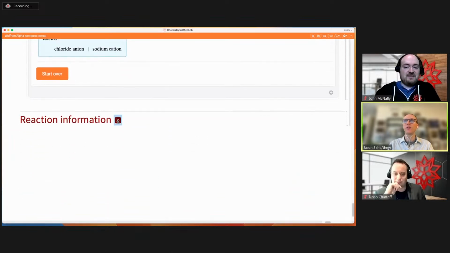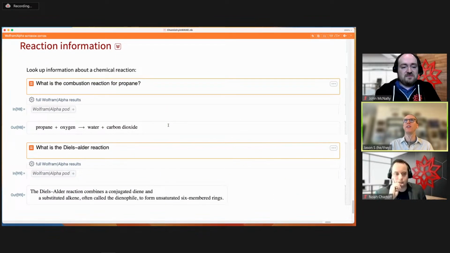The last thing I want to show you is that you can also do some lookups on chemical reactions. Our database isn't huge, but it does a decent amount. Particularly with combustion reactions, if you don't know the combustion reaction for a particular molecule, you can just ask. In this case, we get propane plus oxygen goes to water and carbon dioxide. As a multi-step problem-solving situation, you can say, balance the chemical equation for the combustion of propane. Well, first step, what's the combustion? Here it is. And then you could go forward and do the balancing of that.